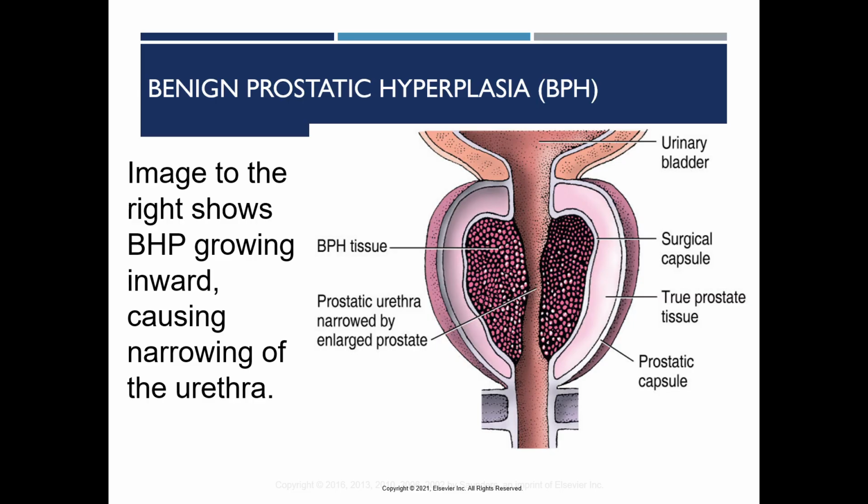So BPH grows inward, remember that, causing narrowing of that urethra. The detrusor muscle, which contracts the bladder, thickens to help urine pass, but the urinary stasis persists. This causes chronic urinary retention, bladder calculi or stones, infections, hydroureter, and hydronephrosis.